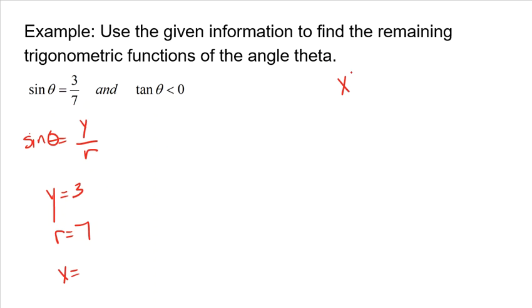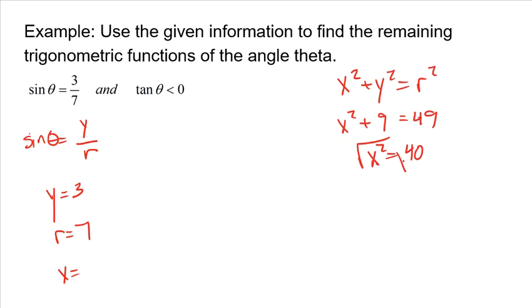Okay, well, x squared plus y squared equals r squared. X is the adjacent, y is the opposite, r is the hypotenuse. So now I just got to fill in the blanks. X squared plus 9, 3 squared is 9, equals 49. 7 squared, 49. X squared equals 40 when you subtract the 9. Square root. Now, let's see here. 40 is 4 times 10, so that would be 2 radical 10. Always make sure you clean up square roots.